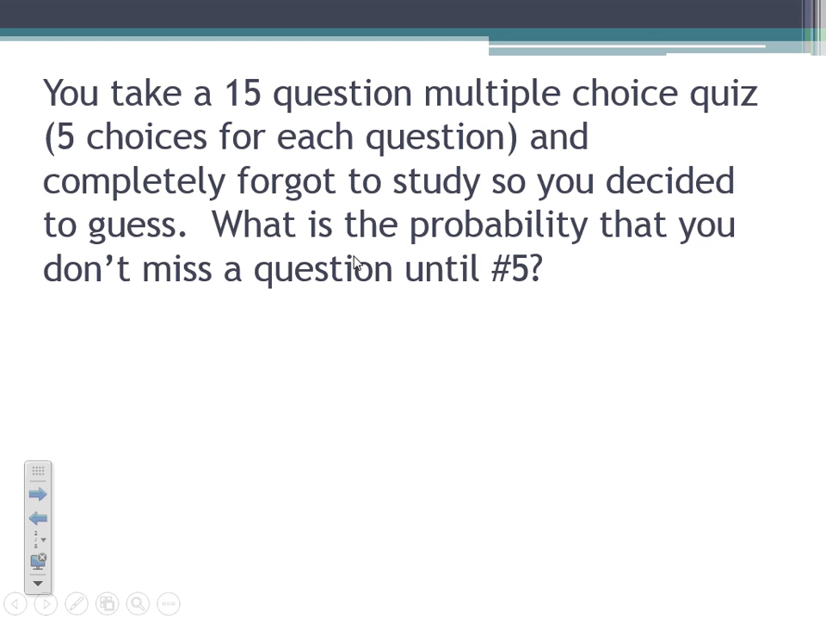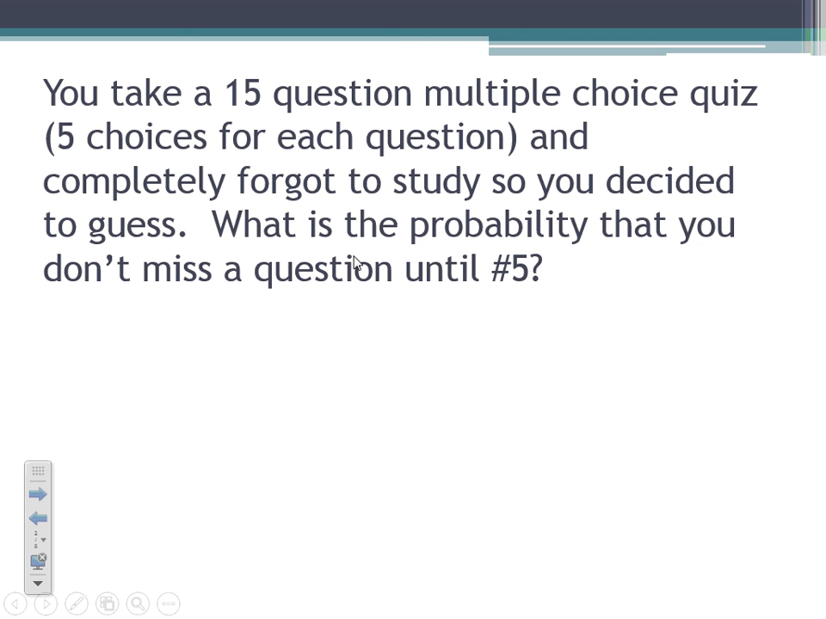So it says, what is the probability that you don't miss a question until number 5, okay? In this, it's not binomial because we're not looking for a certain number of successes, but what we're looking for is when that first success occurs. Now, we're going to start out by actually calculating this probability just to illustrate that we really don't need a rule. We really don't need a formula. Something that fits a geometric distribution is really just a lot of common sense, okay?